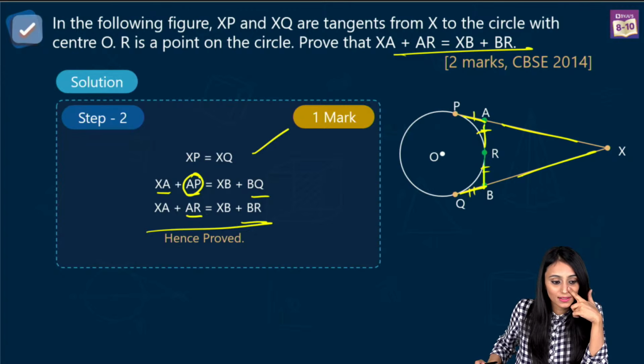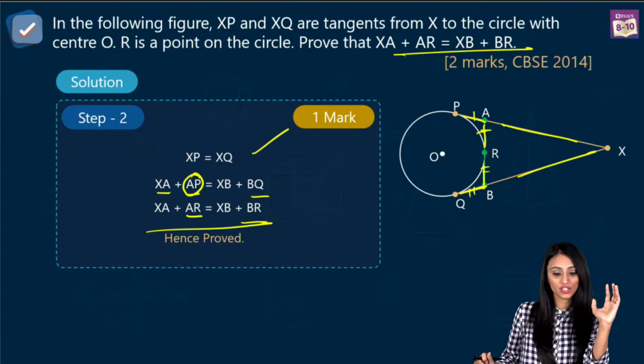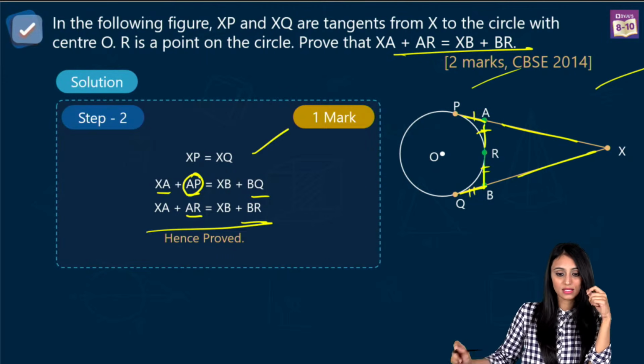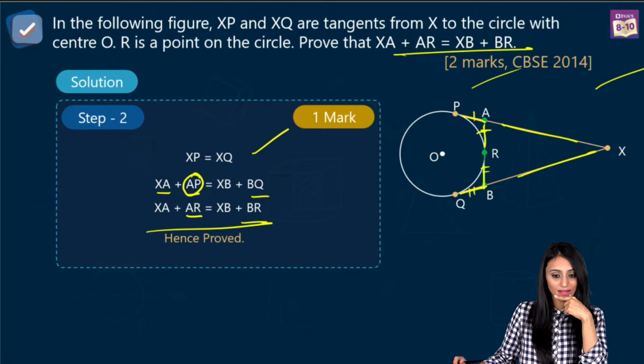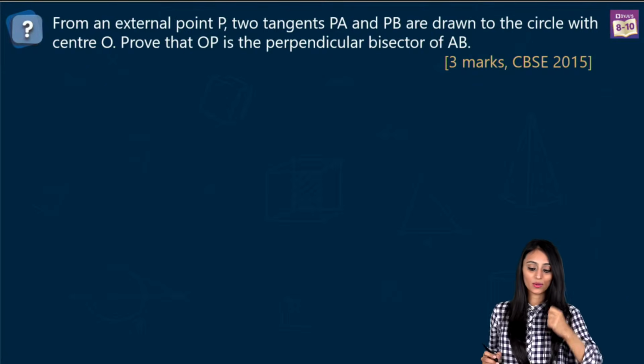Yes? Okay, so this is clear to everyone, right? A simple question. We are using only one theorem over here. See, this came in 2 marks in CBSE 2014. Easy one. Got it, Ashna Singh? Yes? All right, great. Let's move ahead. Let's take a look at the next question.